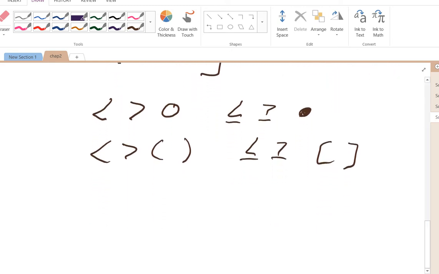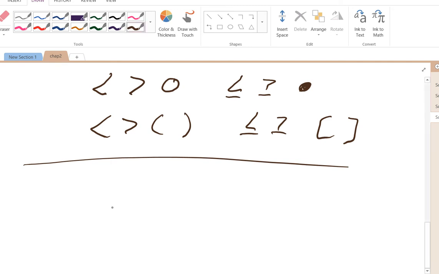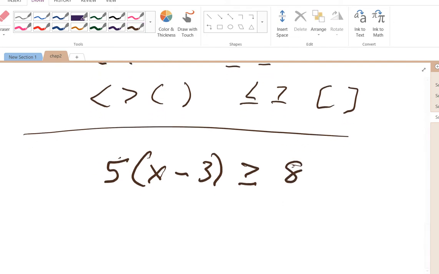All right, so let's try another one. We're going to keep scrolling along here. Let's go with 5 parentheses x minus 3. Let's go greater than or equal to this way. And let's put in 8 this time. So we'll go with one like this. Okay, so let's distribute this inside.